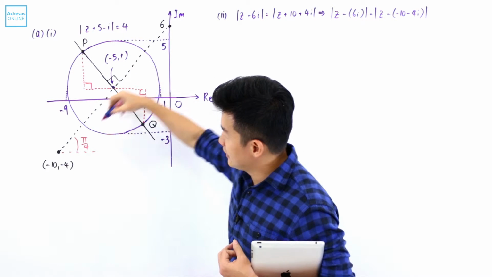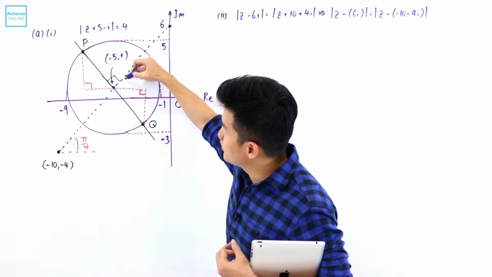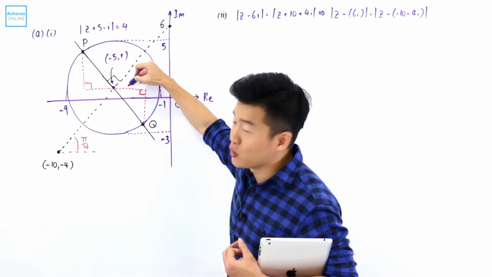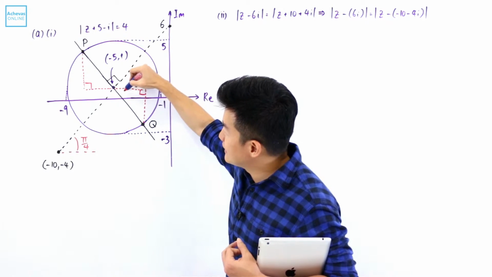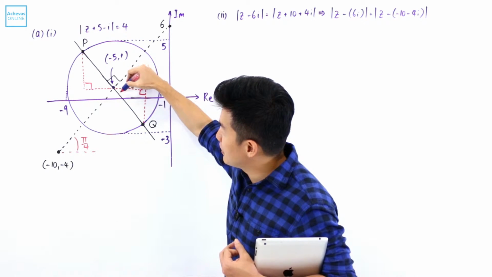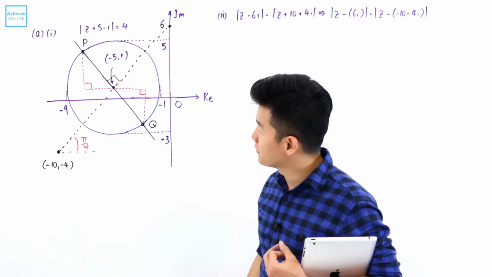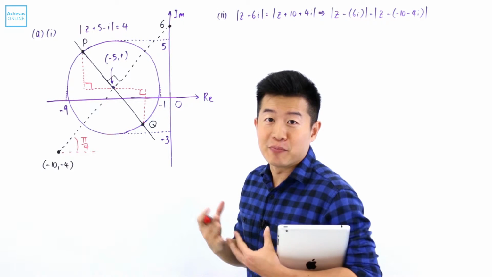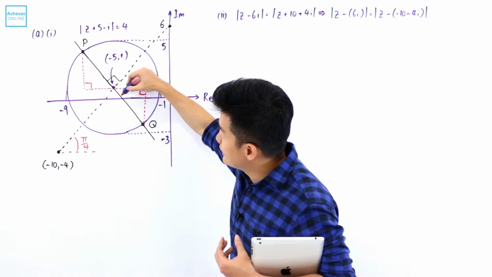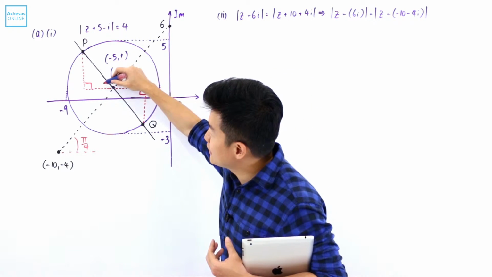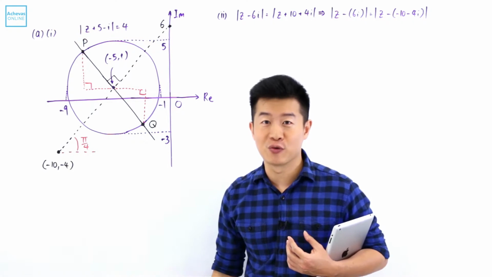Since this line and this line are parallel, by corresponding angles, this angle here will also be pi over 4. And since this angle is 90 degrees, pi over 2, this angle here has got to be equal to pi over 4. And by making use of vertically opposite angles, since this is pi over 4, this over here will also be pi over 4.